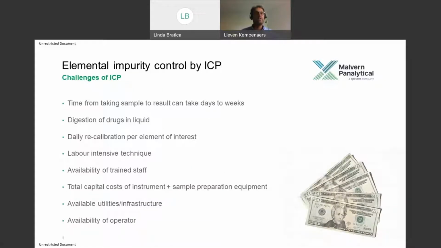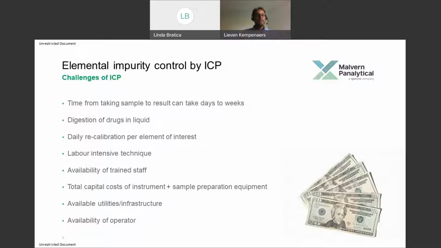Yes, so ICP is a very common method. And with this presentation, I am not going to convince you, and I'm also not telling you to stop using ICP, because ICP has many advantages, especially the very high sensitivity. But there are also some challenges that most of us know. And I just want to point them out here to make a comparison to the XRF technique.